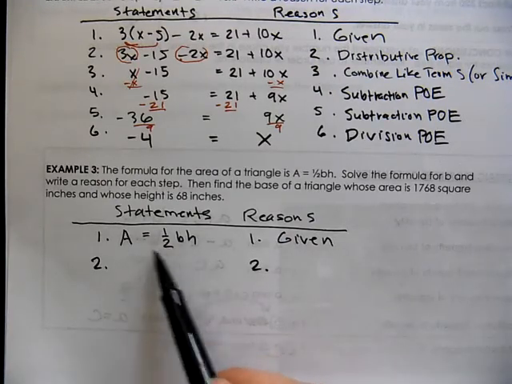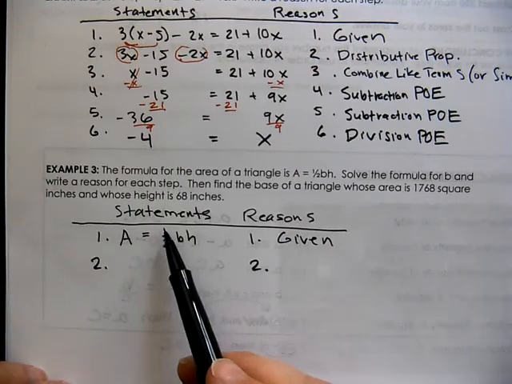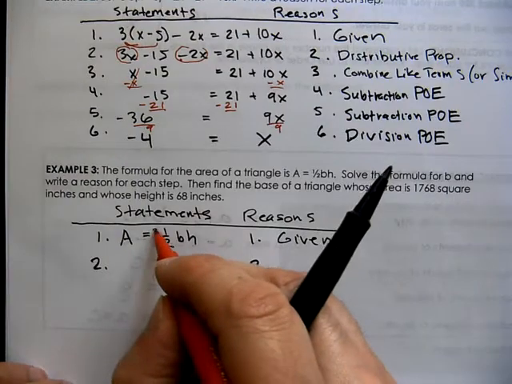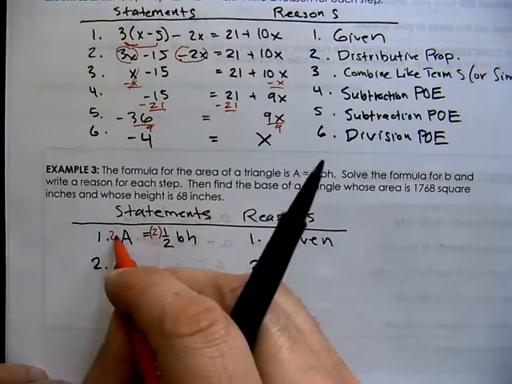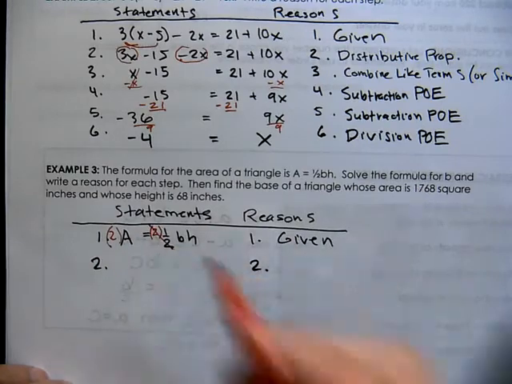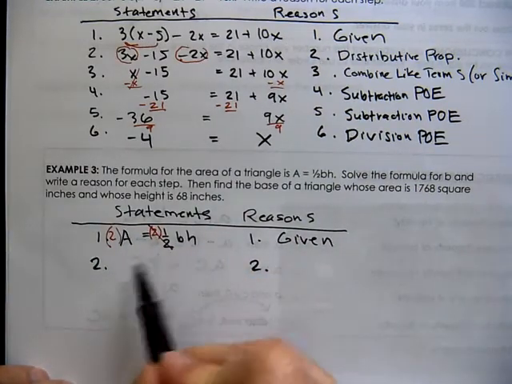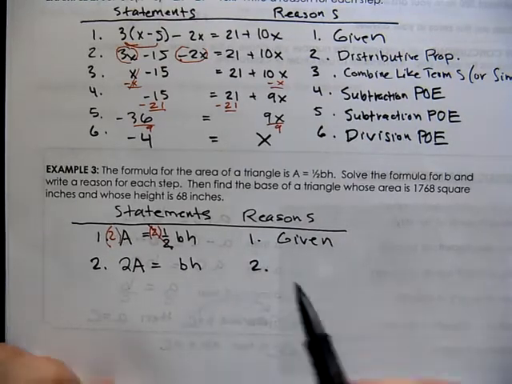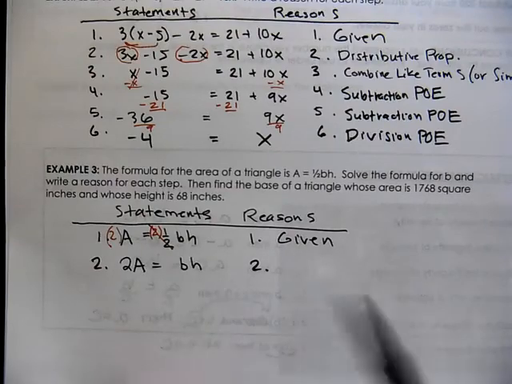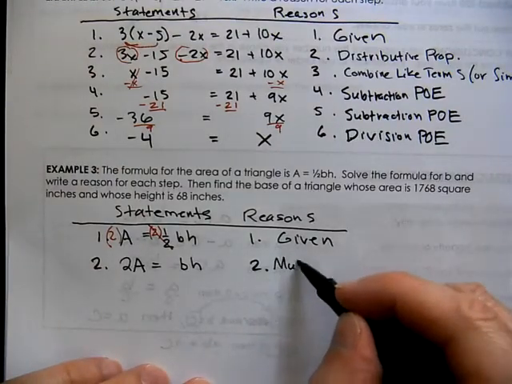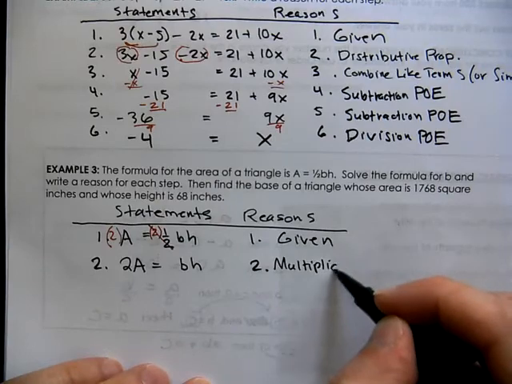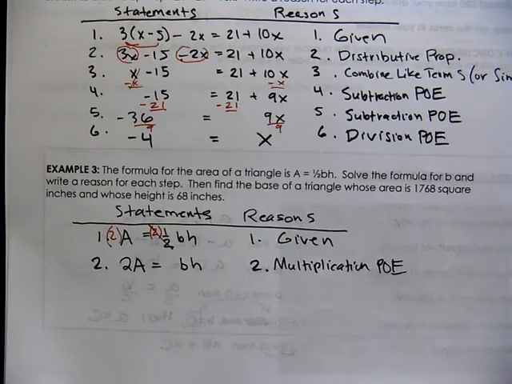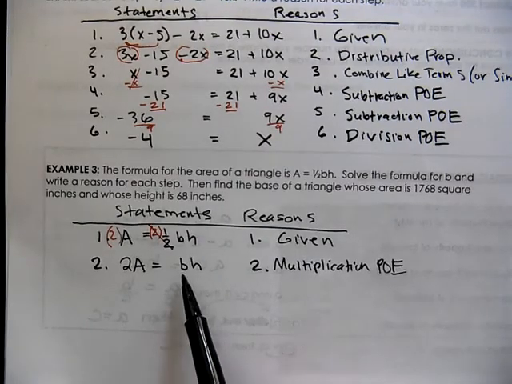Let's start with the fraction. If this is 1 divided by 2, then to undo that, I need to multiply both sides by 2. That way, 2 times 1/2 will cancel out. And this will give us 2 times the area equals base times height. Alright, so what was the operation I did? I multiplied both sides. So this is my multiplication property of equality, POE.